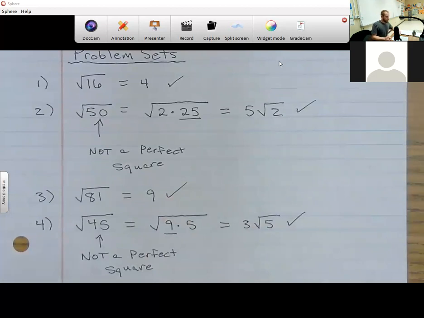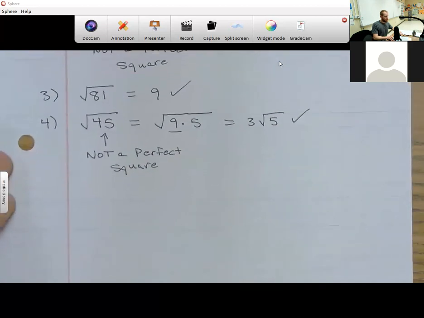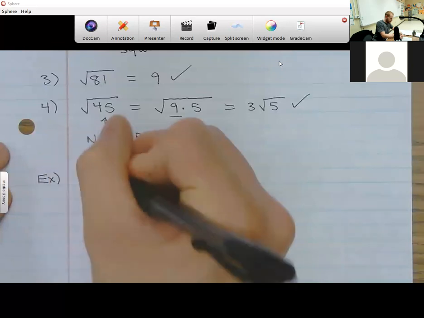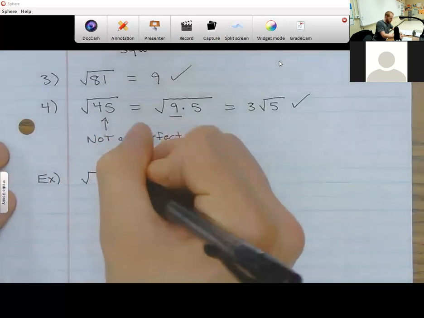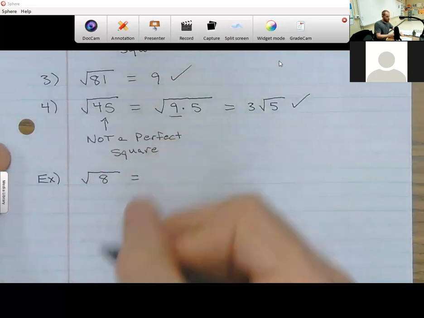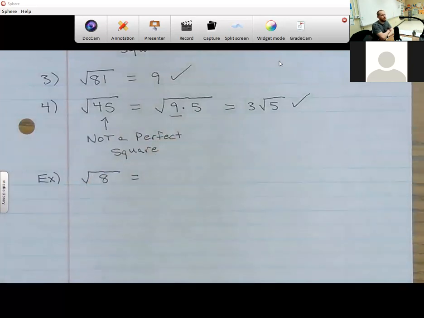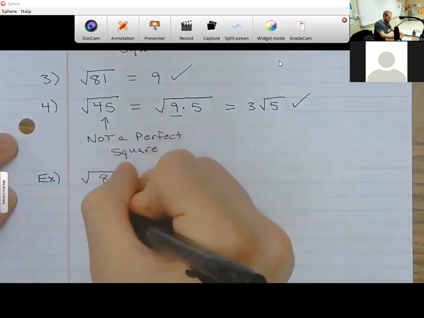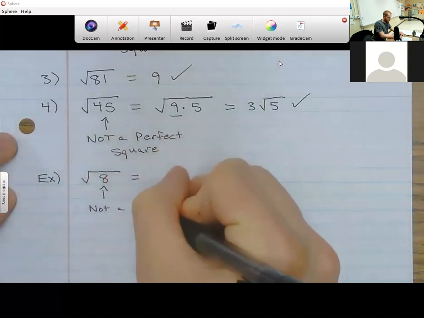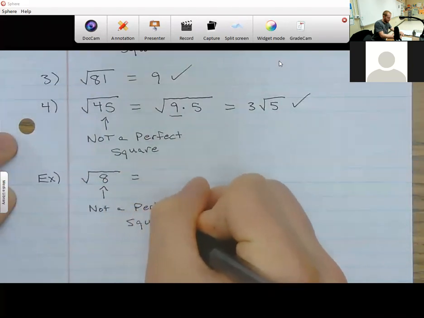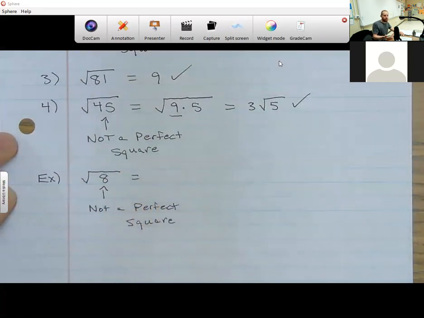So that's how you take square roots of numbers that are not perfect squares. And I'm just going to do an extra one so you can get some practice on this. Let's do square root of 8. What's the square root of 8? So 8 is not a perfect square, right? But we can divide it by something that is a perfect square, right?